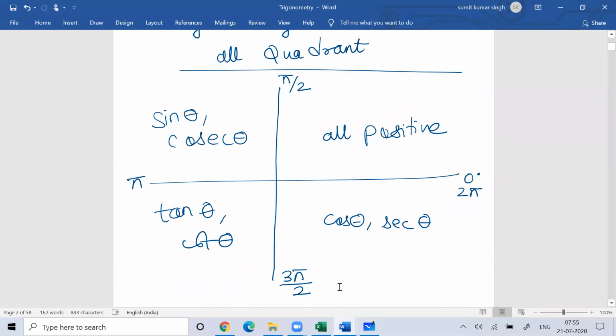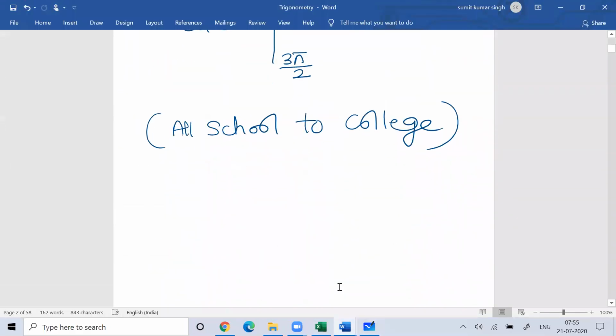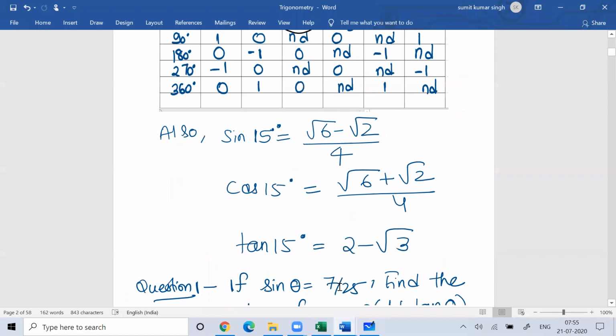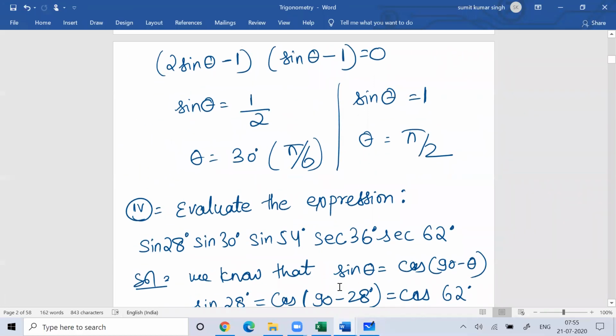So, in the first quadrant, all are positive. In the second quadrant, sine and cosec are positive. In the third quadrant, tan and cot will be positive. In the fourth quadrant, cos and sec will be positive. Then one more thing you can remember.